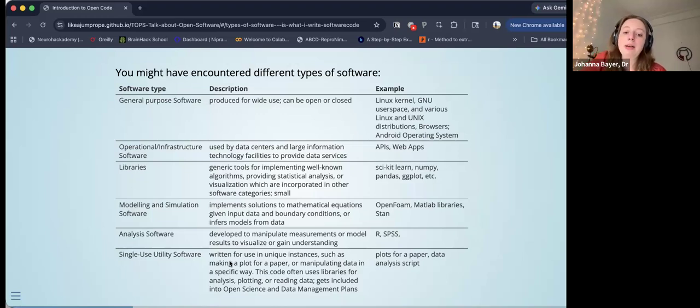That will be code that you write, written for single-use utility software, in your instances such as making plots for a paper or manipulating data in a specific way. And this code often reuses libraries for analysis, plotting, or reading data. This is the code that you produce, and this is the code that you have power over. So this is the code that you can make open, pretty much.